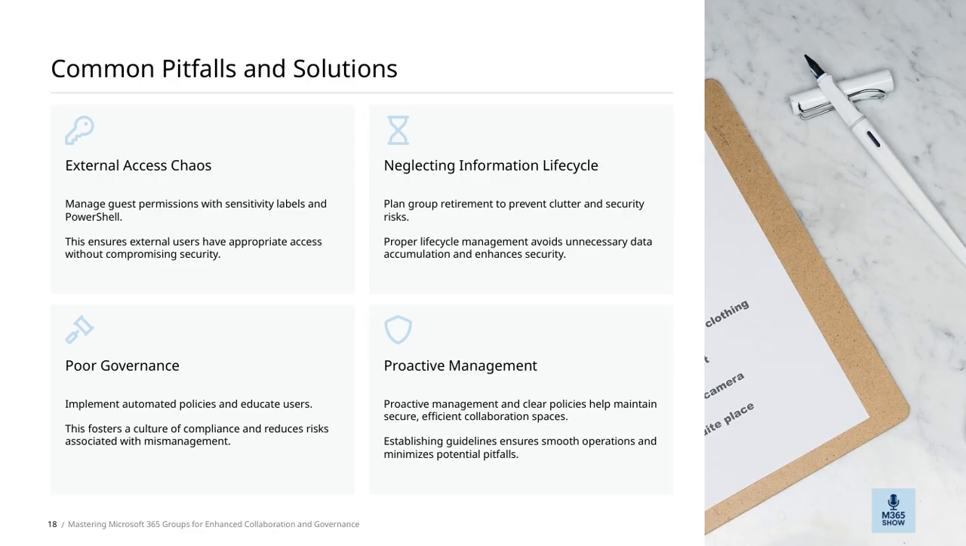Finally, neglecting the information lifecycle, particularly around external access, can create vulnerabilities. Managing guest permissions carefully, using tools like sensitivity labels and PowerShell, ensures external users have the right level of access without compromising security. Overall, by focusing on these areas, proactive management, good lifecycle planning, and careful external access, we can keep our collaboration spaces secure and efficient, aligning with our broader goal of effective governance.